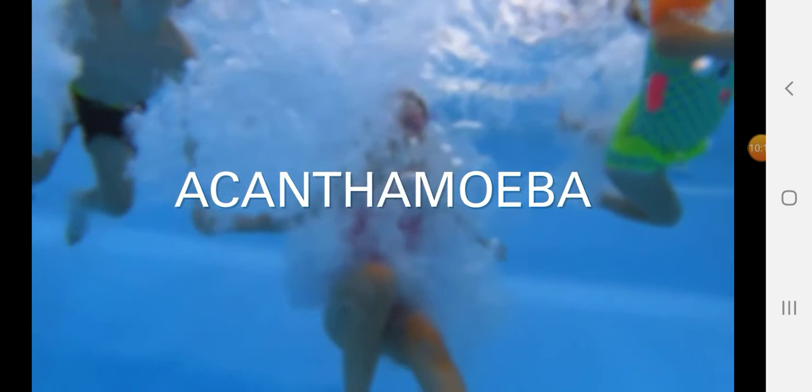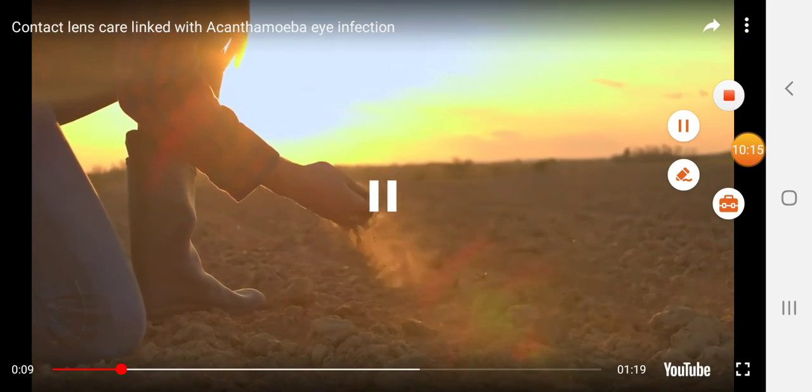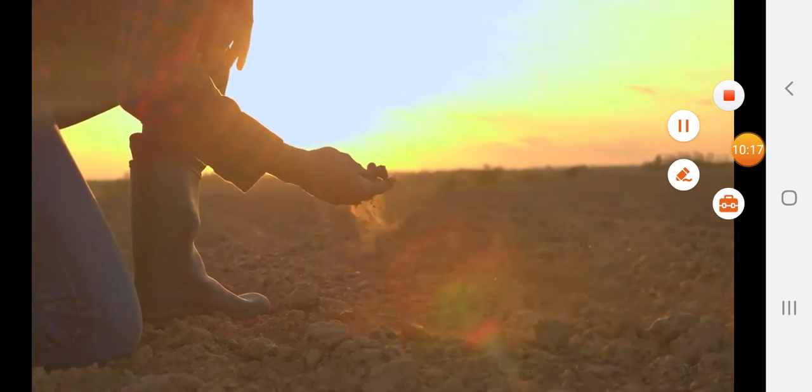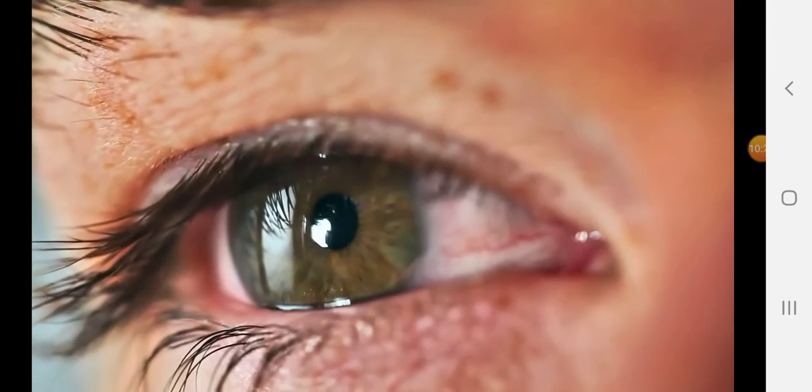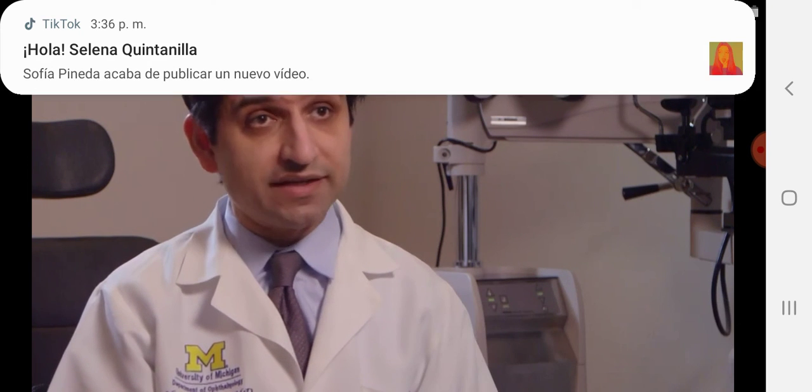Acanthamoeba is a parasite which is actually ubiquitous. It's present in water, soil, so it's all around us. And it can affect the eye by leading to an eye infection in the cornea, which is the front part of the eye. Eye infections are not common overall, but patients who wear contact lenses are certainly at increased risk for getting any type of eye infection.